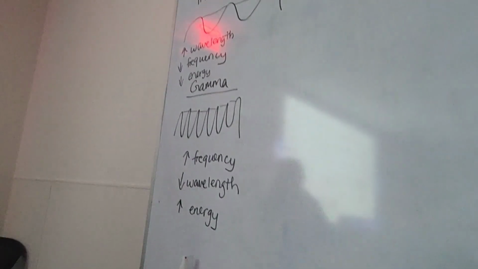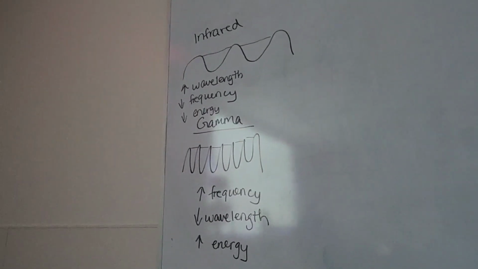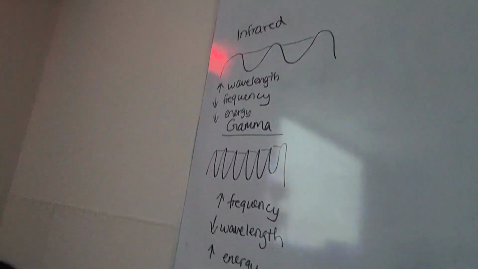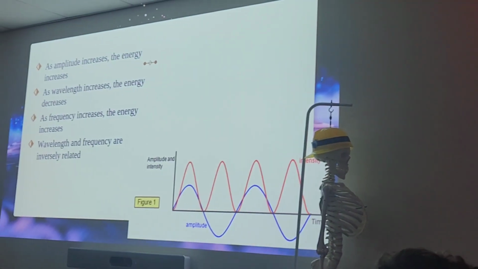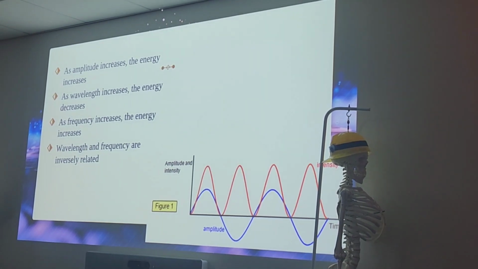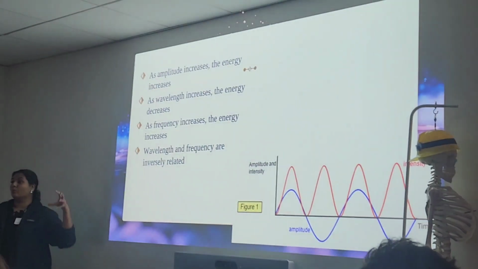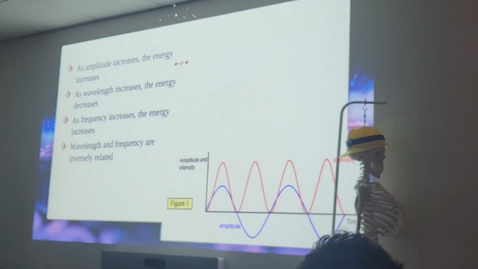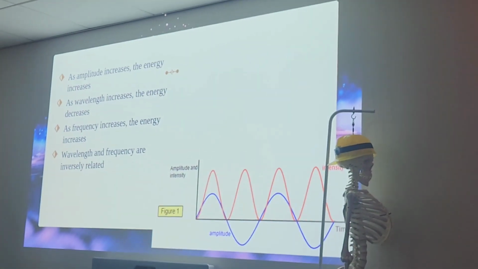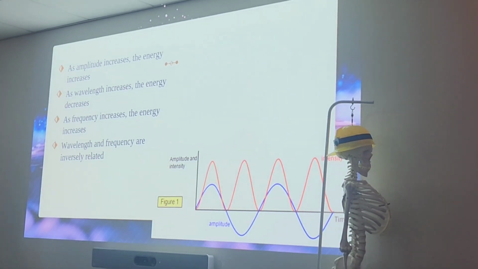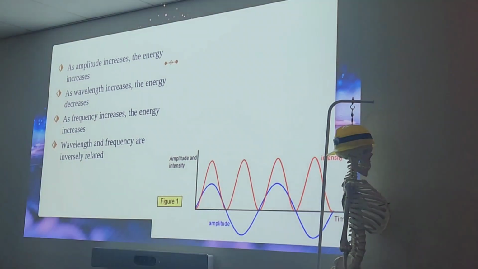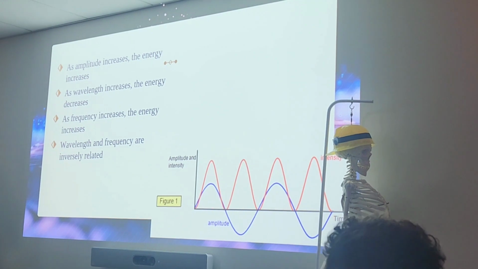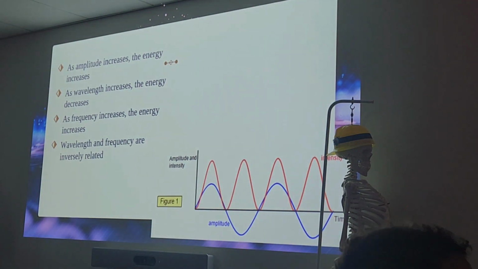Are you saying that amplitude and intensity are the same thing? As the amplitude goes up, the intensity increases. Amplitude means the height of the wave, so as the height goes up, it's more intense. It's not trying to tell you that amplitude and intensity are the same. It's trying to show you that they have a direct relationship.